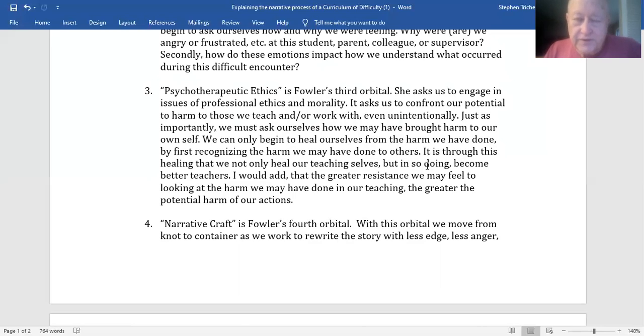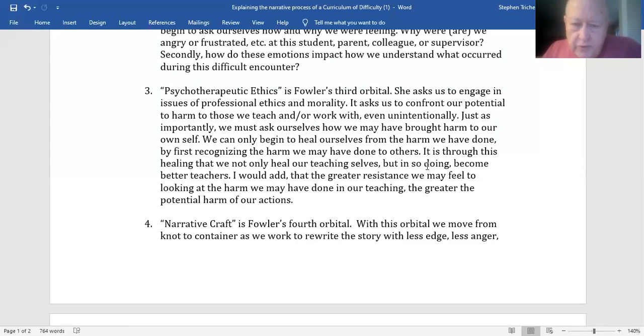Because as teachers, our tendency, and many of you write about this, not everyone, but many write about your tendency towards perfectionism. And so you have to forgive yourself as well as the other. It is through this healing that we not only heal ourselves, but heal our teaching selves. We become better teachers.